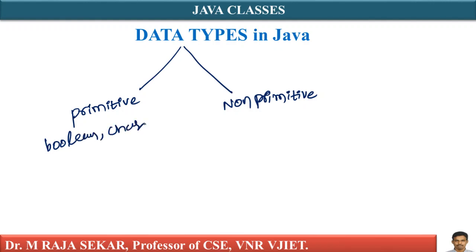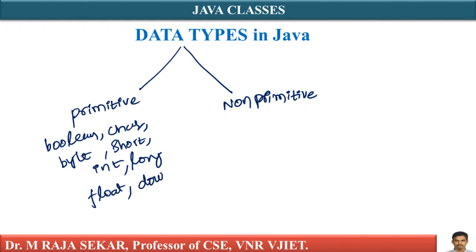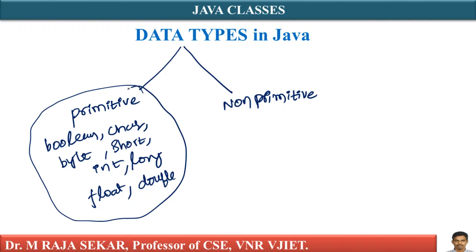Char is a data type. Boolean is a data type. Byte is a data type. Short is a data type. Int is a data type. Long is a data type. Float is a data type. Double is a data type. All these data types come under primitive data type.